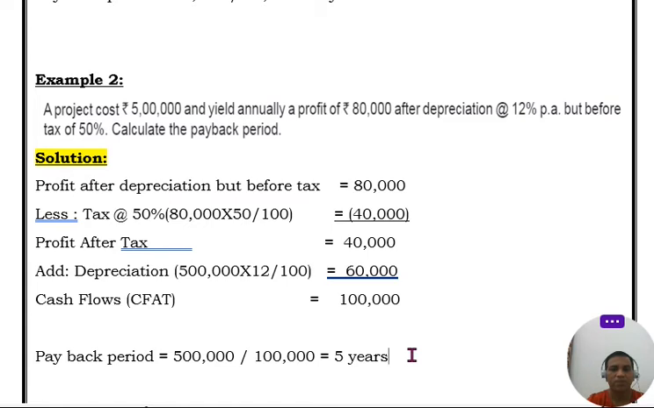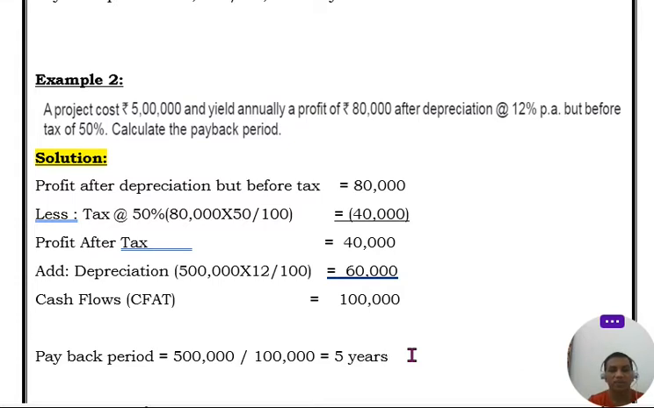The payback period for this project is 5 years. That means the investment you are investing, you will get back in the form of cash flows within 5 years. This is called calculated payback period. For decision making purpose, as I told before, it will be compared with the standard payback period. If it is available, you will compare. If not available, you cannot compare.